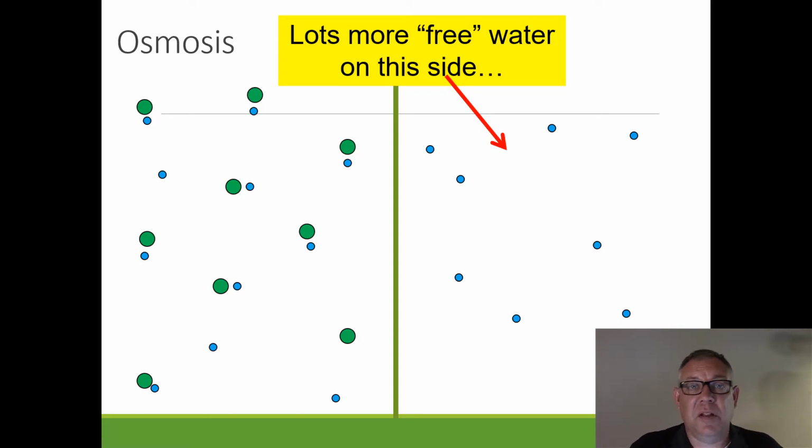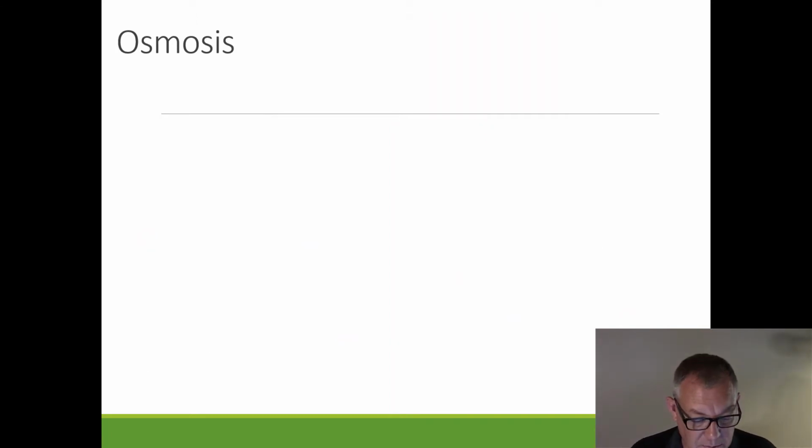On the right side, since there's no solute, all those water molecules are free. And so look at how many free water molecules are on the right side, and look at how many free water molecules are on the left side. On the left side, we only have a couple of free water molecules.